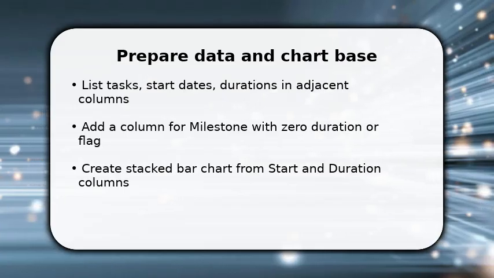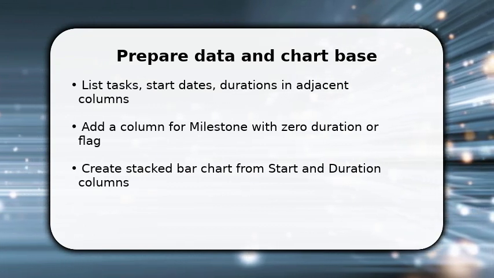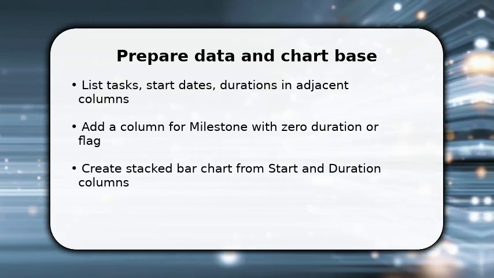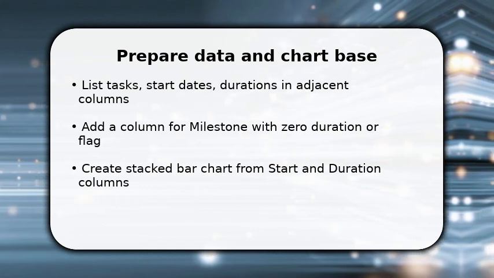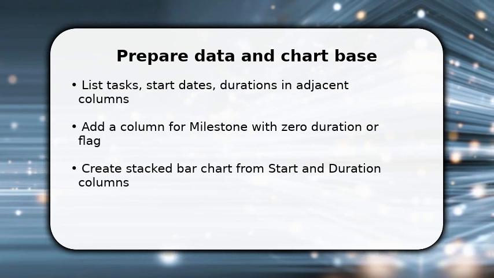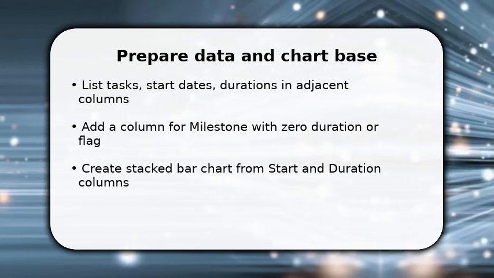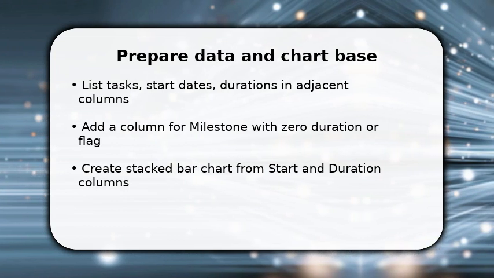You begin by preparing the sheet. Enter each task, its start date and duration, and add a milestone column to flag milestone rows or use 0 duration. Once the table is ready, select Start and Duration and insert a stacked bar chart so you have the basic Gantt visualization. Make sure task order and date axis are correct.